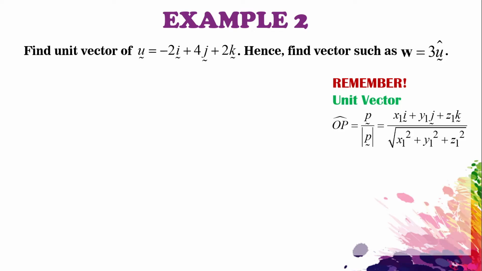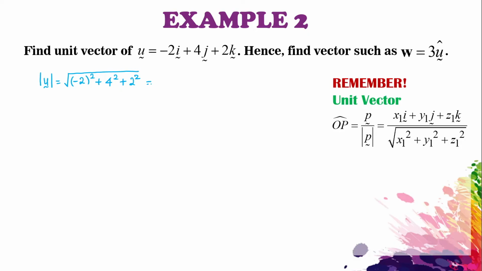So now, let's apply what we have learned in the previous slide by solving this example. Example 2. Find the unit vector of vector U equal to negative 2i plus 4j plus 2k. Hence, find vector W equal to 3u hat. So, the first thing you need to do is to find the unit vector of U. In order to find the unit vector, you need the magnitude of U. So, the magnitude of U, denoted by modulus of U, equals the square root of negative 2 squared plus 4 squared plus 2 squared.